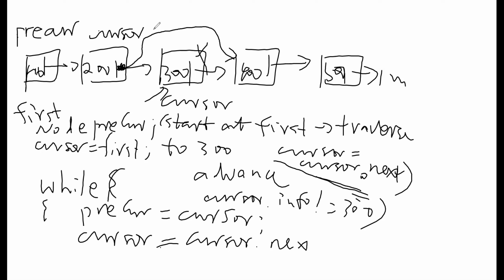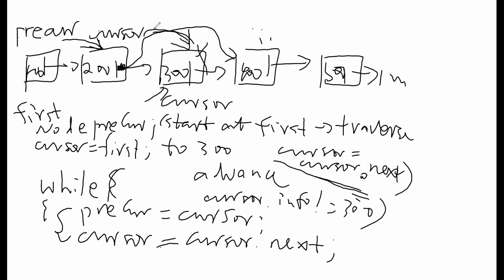Cursor is next. Then just think about its pair move. Next, cursor moves to 300 and the precursor, first, moves to where the cursor pointed. And then cursor is updated to 300. If you keep doing like this, then cursor can move to 400 and precursor can move to 300.